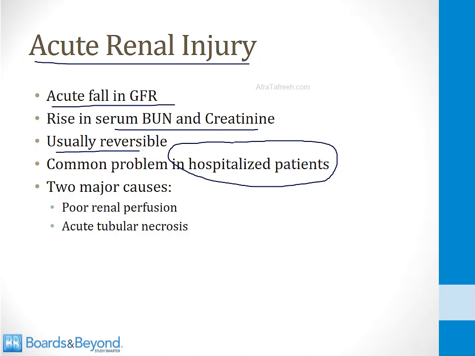And there are basically two causes. The first cause is poor renal perfusion. The kidneys are healthy, but there's a fall in GFR because not enough blood flow is reaching the kidneys. And then the second cause is acute tubular necrosis, and that's what we'll talk about now.